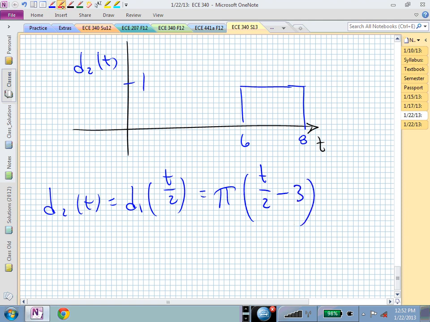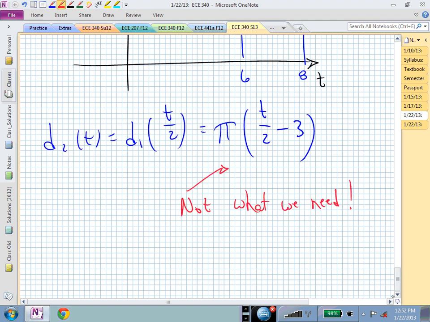Is that what we need? No, that definitely is not, but we shifted by 3 and we expanded by 2. It's what we were told to do. But we have to pay attention to how we do it, don't we? We have to do it correctly. So this is not what we need. And hopefully now you can see that maybe you need to be careful when you're combining these shifting and scaling operations to a waveform. That was the whole point of that exercise. What do we need?